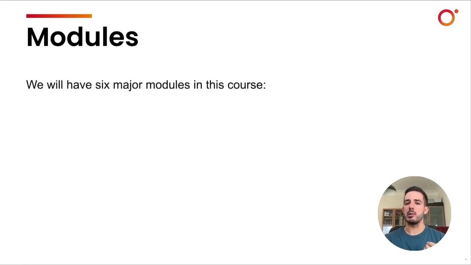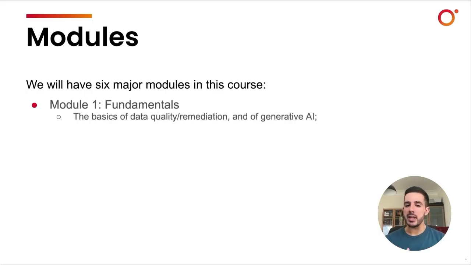And in terms of modules, how many modules are we going to have in this course? Well, we are going to have 6 major ones. The first one is about the fundamentals, right? It's about the basics. What are the basics of data quality, data remediation, and generative AI? You can skip this module if you already know a lot about these areas, but it's always good to have a quick recap before we dive deeper onto all of these topics.